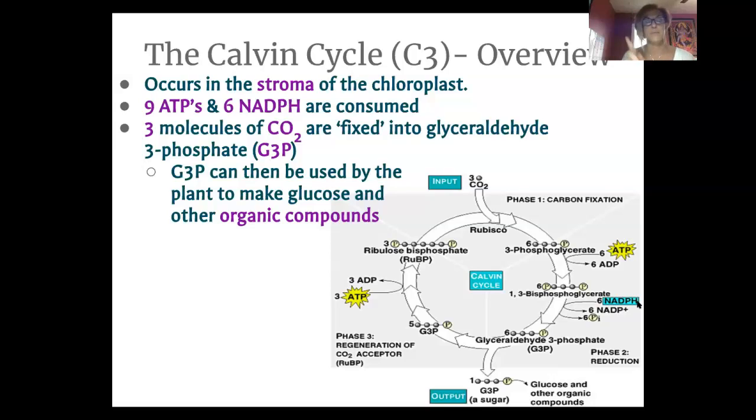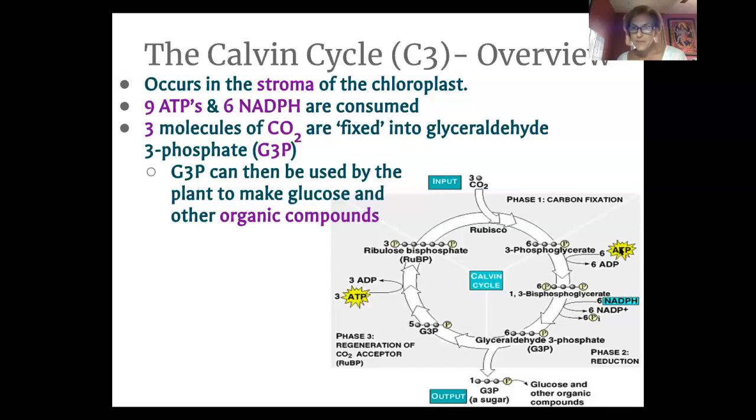And that's going to play a role in cyclic respiration or cyclic photosynthesis. 3 molecules of CO2 are going to be fixed, turned into a usable form, into glyceraldehyde 3-phosphate, that's your G3P. Okay, so once I add this ATP, the ATP is going to add a phosphate and put this in a more active form in order to bind to the next enzyme. So that's basically its purpose.